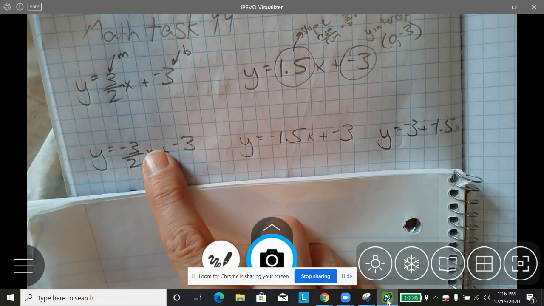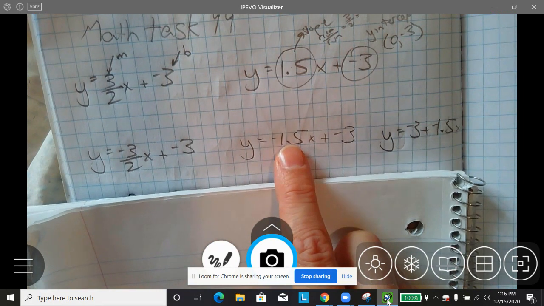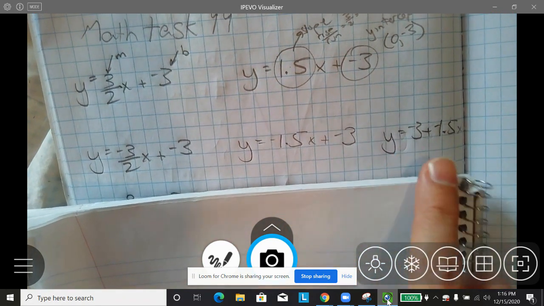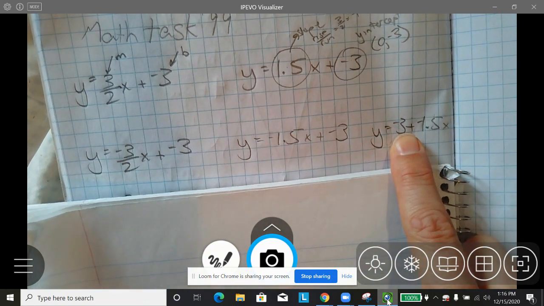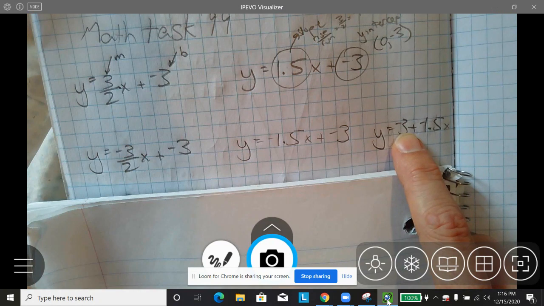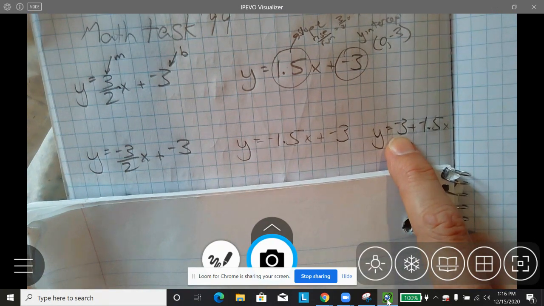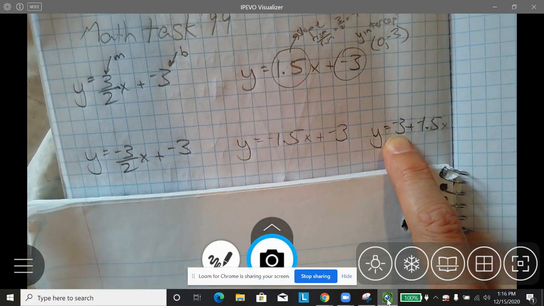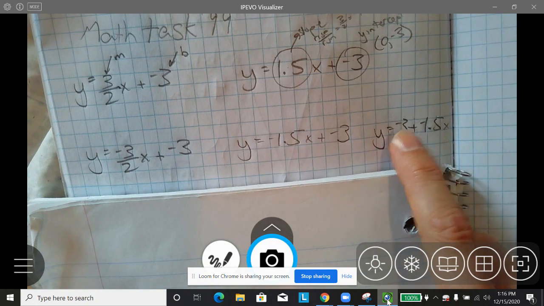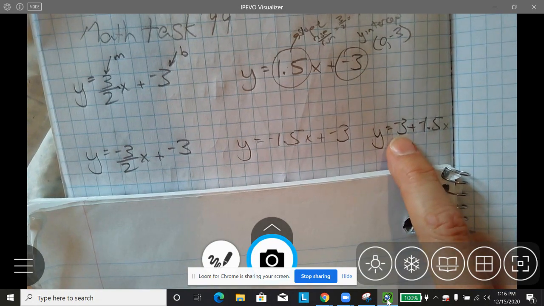So you could also write this equation as negative 1.5 x plus negative 3. And commutative property, you could say negative 3 plus negative 1.5 times x. Notice here, the first number happens to be the y-intercept. So don't always go by what the first number is and assume it's the slope. The coefficient of x is always the slope. The constant, the number that's by itself, is always the y-intercept.